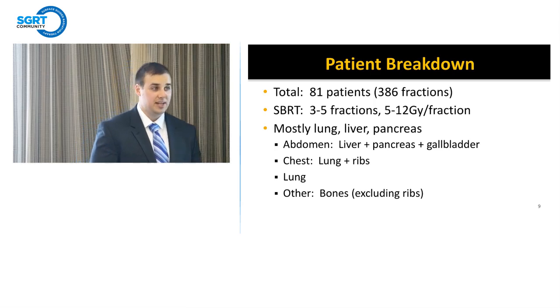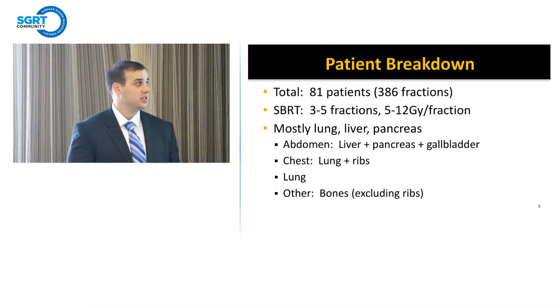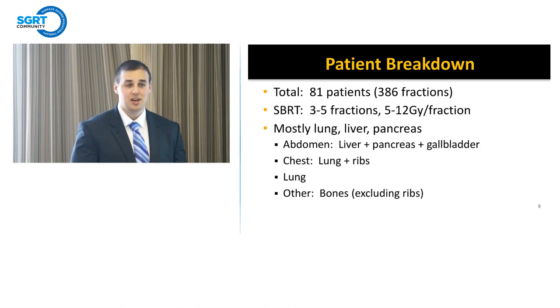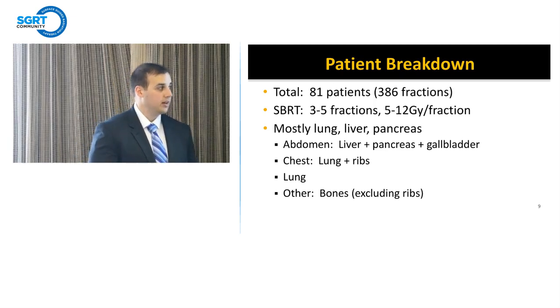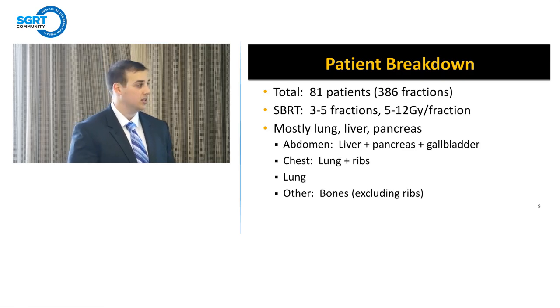And so the actual breakdown of the patients for the retrospective study was 81 patients in total over 386 fractions. Each of our SBRT patients are typically treated in 3 to 5 fractions, anywhere from 5 to 12 gray. And most of the cases were lung, liver, and pancreas, but we thought we could split this up and do a subsite analysis based on the location of the tumor. And so we do have an abdomen subgroup, a chest subgroup, a lung subgroup, and an other subgroup.